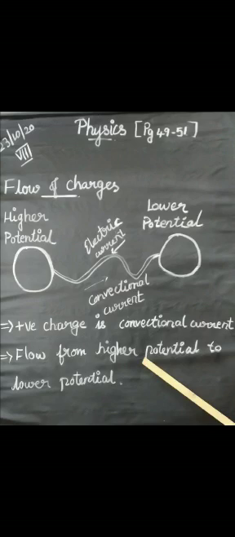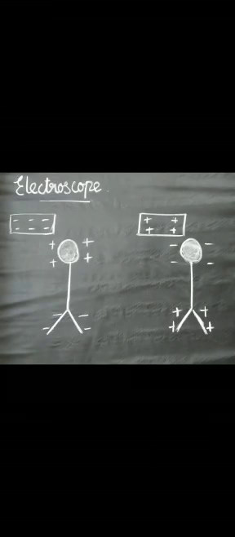Next we can see the topic electroscope. The electroscope is a scientific instrument used to detect the presence of electric charge on a body. In the year 1600, it was discovered by the British physician William Gilbert. William Gilbert invented the first electroscope, which was also the first electrical instrument.